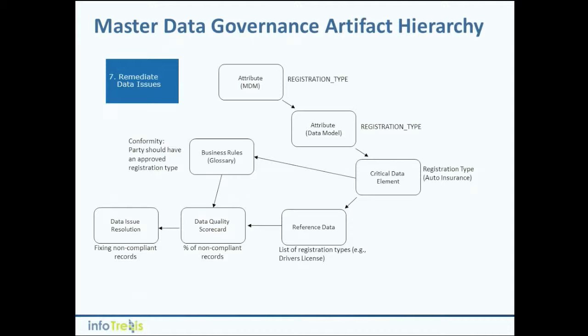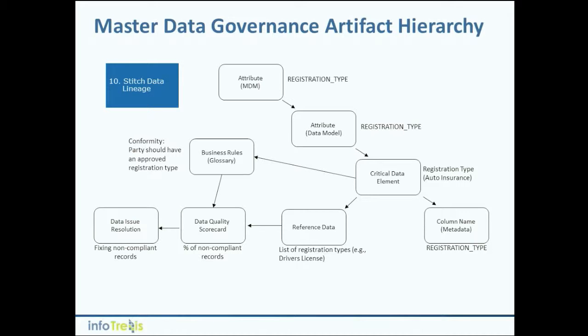Right. So now step number 7 in our data governance in a box approach was remediate data issues. So I'll just recap again. We had an attribute called registration type within our MDM hub, which was associated with a logical model attribute, also called registration type, which was associated with the registration type critical data element, which was associated with the conformity rule around parties should have an approved registration type. We have a list of registration types like driver's license and passport. Now what we've done is we built a data quality scorecard, for example, which would have the percentage of non-compliant records. And then it's going to kick out a set of data issues which would have to be fixed. So we'd have to be fixing non-compliant records. They'd be identified by somebody who's doing the data profiling, and it would be sent to potentially a data steward who's going to resolve those issues based on the level of revenue or cost impact.